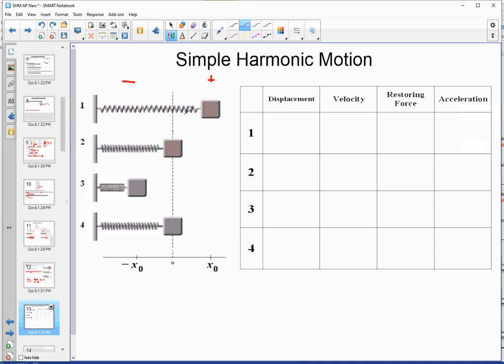So let's take the mass, pretend we've displaced it out to here, out to x0. Notice the x0 down there. We've taken it all the way out, so we're going to say it's displaced in the positive direction. Now, which way is it moving?